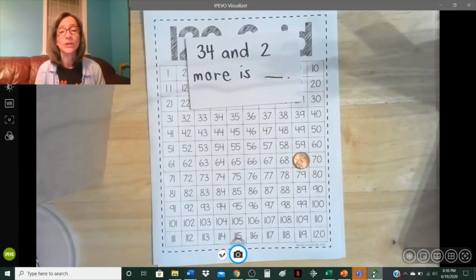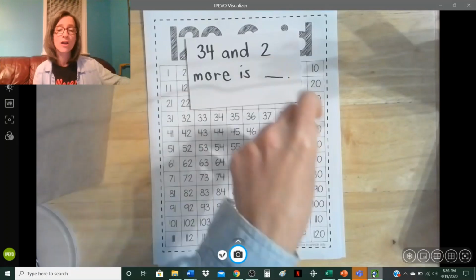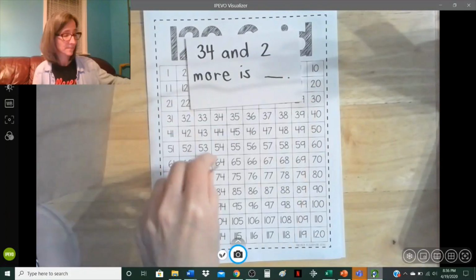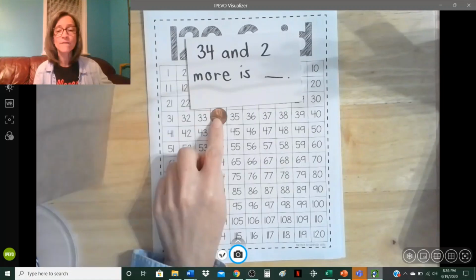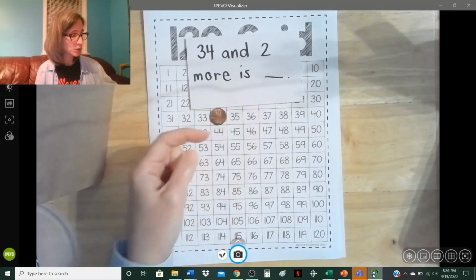Here's a new clue. 34 and two more is blank. Can you find 34? Where's 34? 34 and two more. This sentence doesn't say one more. It says two more. How can I go two more? Two more would be two hops to the right.